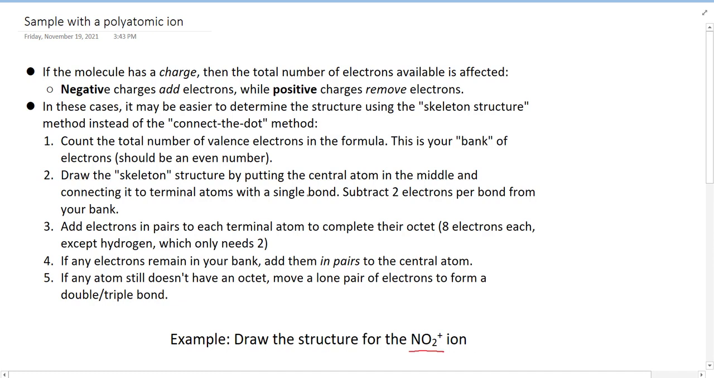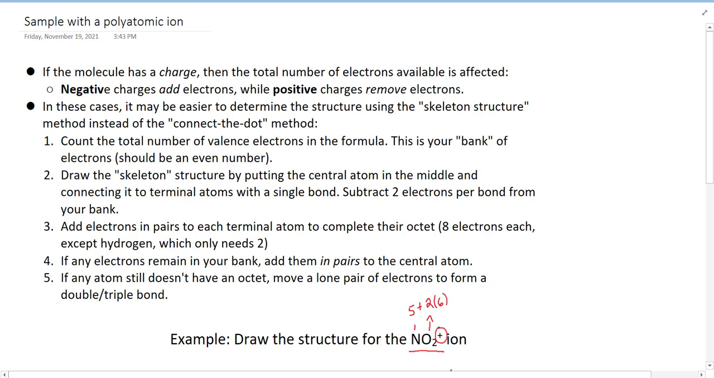So the first step is to count the total number of valence electrons in the formula. This is going to be your bank of electrons and should be an even number. So nitrogen, being group 5, has 5 valence electrons. Oxygen, being group 6, has 6 valence electrons, and we have 2 oxygen atoms.